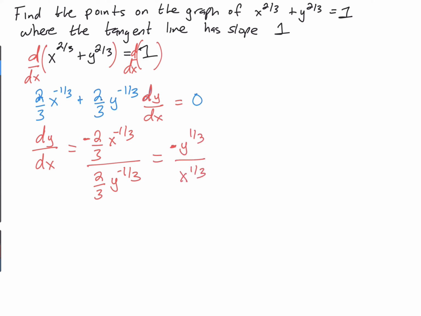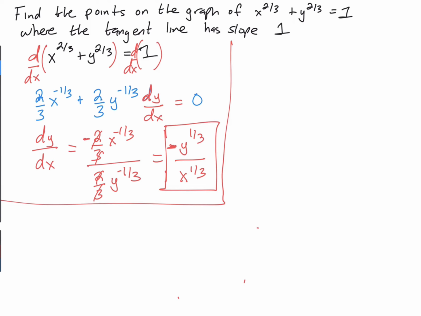We want to have the exponents positive so that we can evaluate it, because if they're negative, then that's no good. But does that make sense? Yep. They're negative, so we flip it. And then the 2/3 cancel, obviously, but the minus stays. Okay, so that's good. This is the derivative of y with respect to x, right? So now what do I do? Set it equal to 1, right? So set dy over dx equal to 1. Okay, so minus y to the 1/3 over x to the 1/3 equals 1.